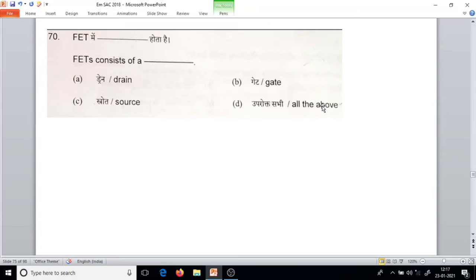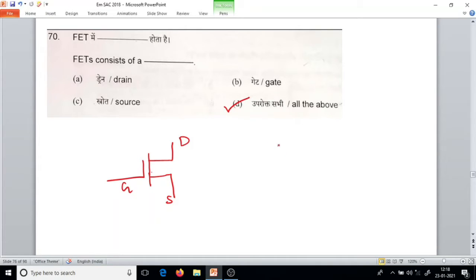So we'll go to the next question. Question number 70. FETs consist of drain, source. So what's the symbol of FET? This is the symbol of FET. One will be drain, other will be source, and this will be the gate. So the answer is all the above.